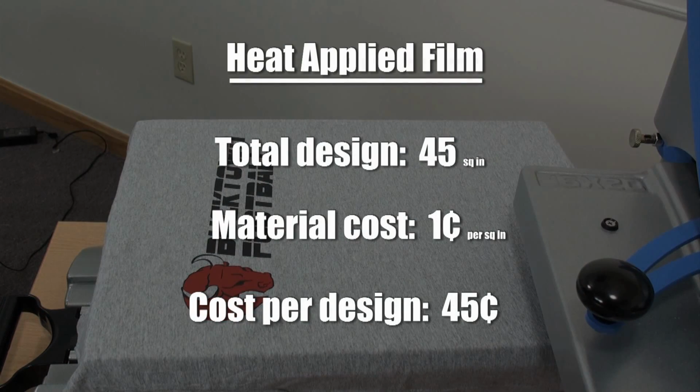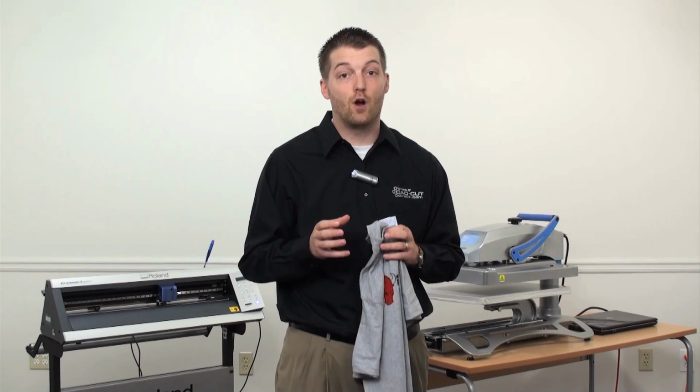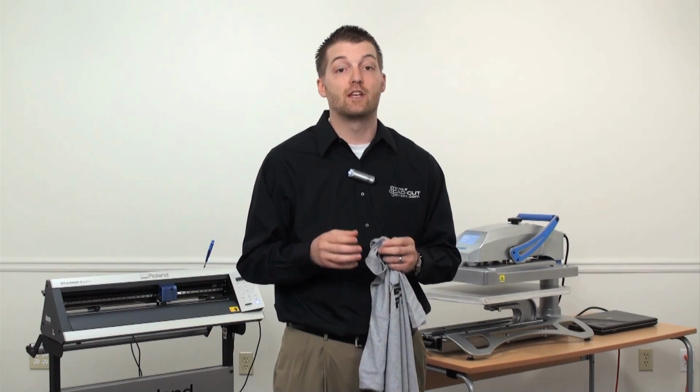Now here's the basic breakdown for cost per design. 45 square inches in material used between the black and the red. Material costs about a penny per square inch, so we have 45 cents in each design. So now you understand a little bit about the heat-applied film process as well. Let's take a look at a side-by-side cost breakdown for this particular job.